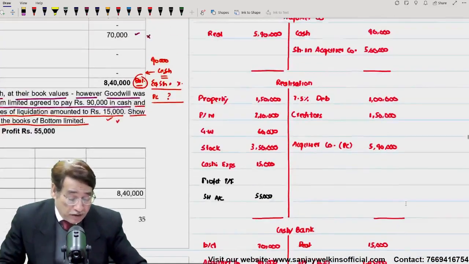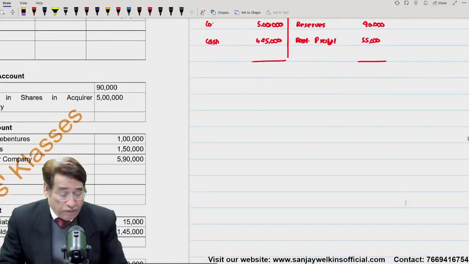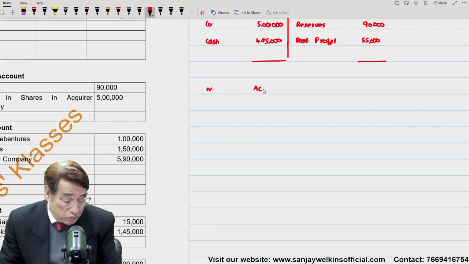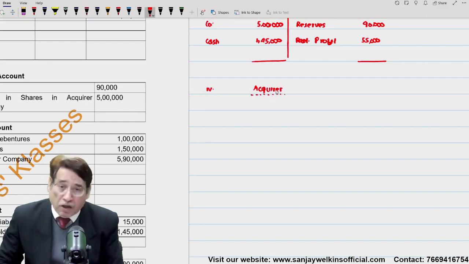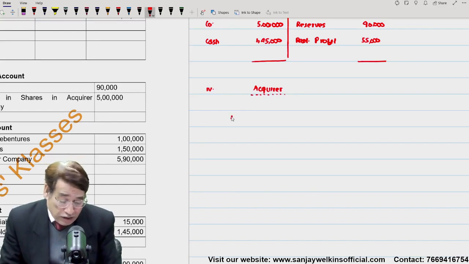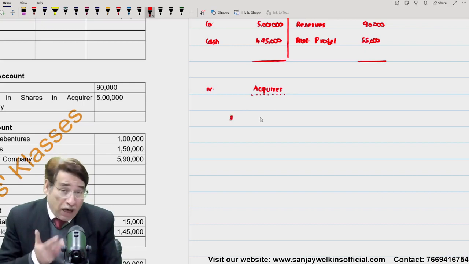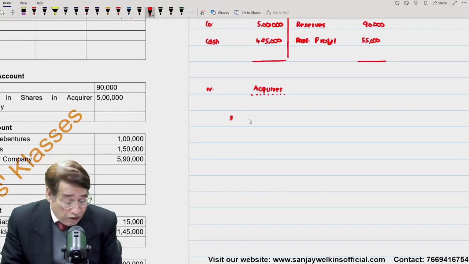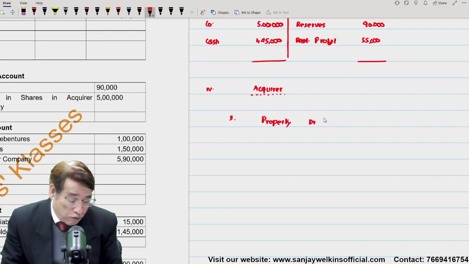Now, how many steps have we done? Now, under the fourth step, books of acquirers. As far as the acquirer is concerned, now the acquirer will pass the entry for the assets and liabilities which it has taken over. In this particular case, our first entry will be with respect to all those assets which we have taken over. Obviously, here we are going to take into account the revised value. Correct? As far as property is concerned, we have already seen that property was taken over at 1,80,000. So I will write here 1,80,000.